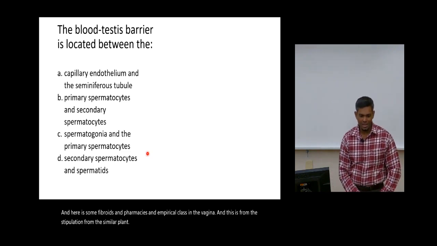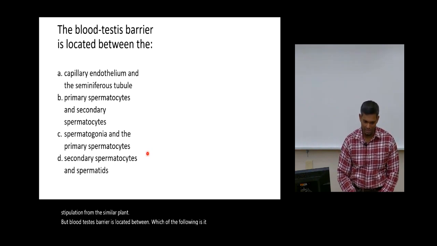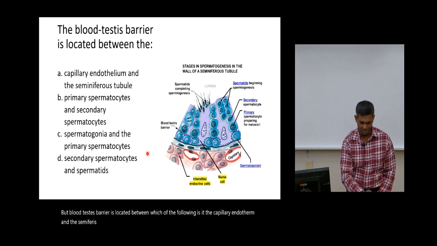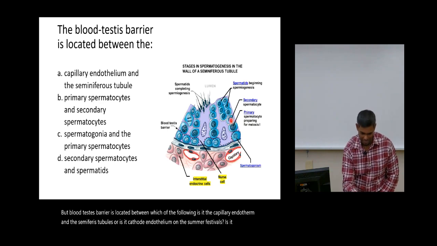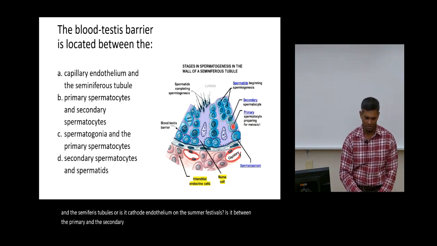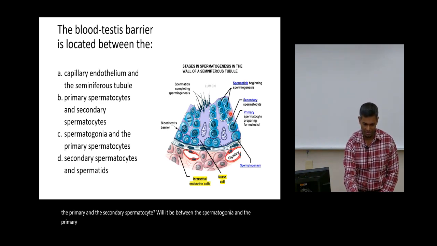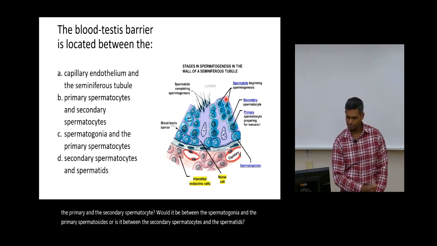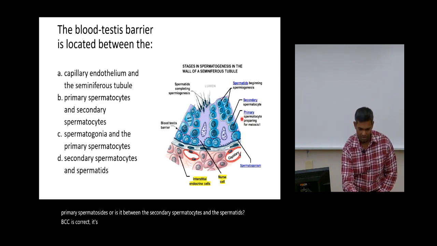The blood testis barrier is located between which of the following? Is it the capillary endothelium and the seminiferous tubules? Is it between the primary and the secondary spermatocyte? Would it be between the spermatogonia and the primary spermatocytes, or between the secondary spermatocytes and the spermatids? C is correct. It's going to be found between the spermatogonia and the primary spermatocytes.